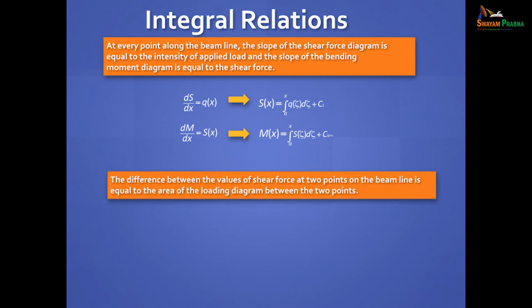And you can also show that the difference between the values of shear force at 2 points on the beam line is equal to the area of the loading diagram between the 2 points. This is coming from the fundamental definition of derivatives and integrals. And you can also take one step further and replace shear force with bending moment, and then instead of loading diagram you get shear force. So it's the same logic. So look carefully at the integral relationships.